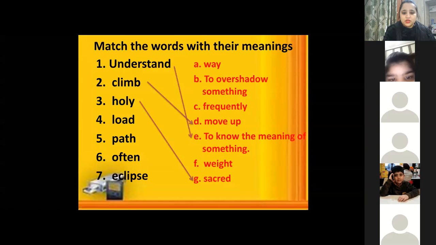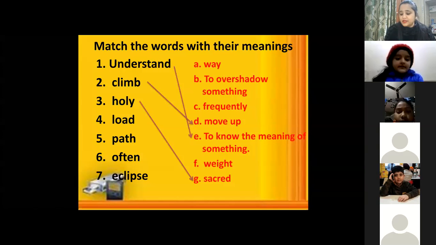L-O-A-D, load. What's the meaning of load? Ma'am, to overshadow. No, bete. Number 4, load. Load का meaning क्या होता है? भार. Meena carried the load of his brother. उसने अपने भाई का जो weight है, जो load है, वो weight. Perfect. Weight is the correct answer.